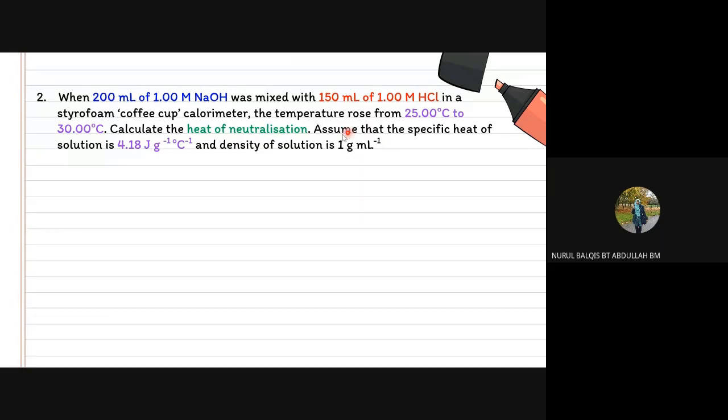The reason they give you this density is not to be used in your calculations, but they want to tell you that this volume can be converted into gram by using this density. But do we need to show how you convert it?